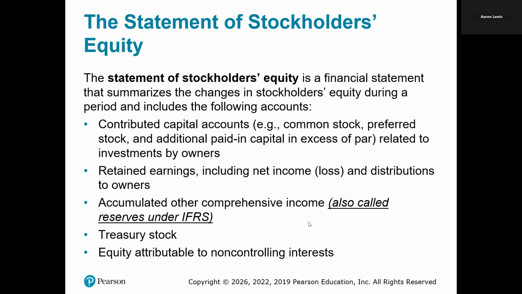Comprehensive income, while you've not yet realized it right now, it's still a component of your company's value. Those things that are in your AOCI will eventually lead to a change in the value of your company, and you can have them listed on your statement of stockholders' equity. Also have treasury stock and also have that equity attributable to non-controlling interests.